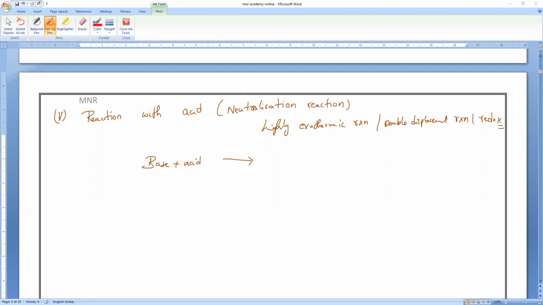Mr. Ashwin Gokul? Sir, yes. Say confidently, no problem. You are correct only. Tell me, what will come? Salt plus... One more thing will come. If any acid reacts with a base, it will give you salt plus what? It will give you water. Okay, so that is what you have to remember.